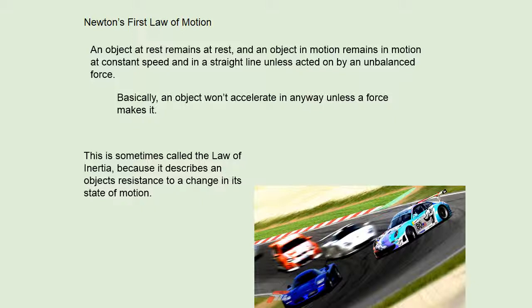In the picture, the cars need to use their brakes and exert frictional force to make themselves change direction. If they don't exert enough force, they don't turn. The car resists changing its state of motion.